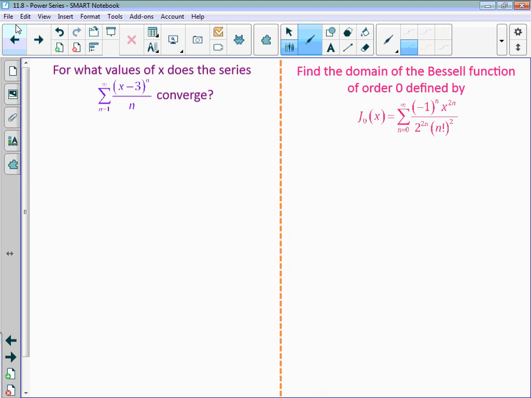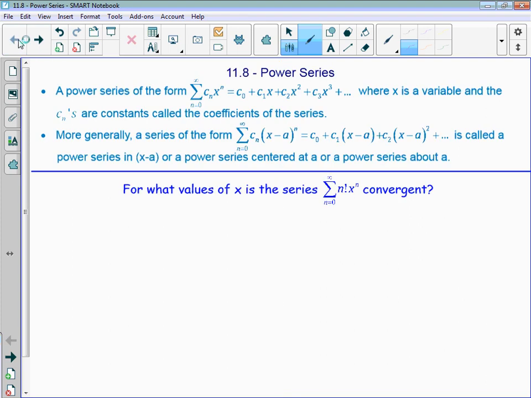This stuff isn't anything crazy new or crazy difficult if you know your tests. So if you did fine up until this point, you did good on 11.7, you'll do good on this one here. You just have to obviously know how to start these problems.